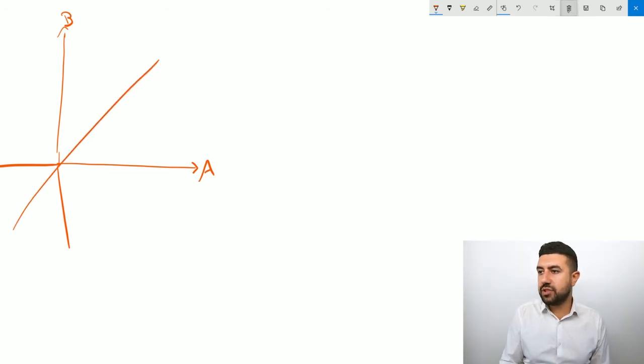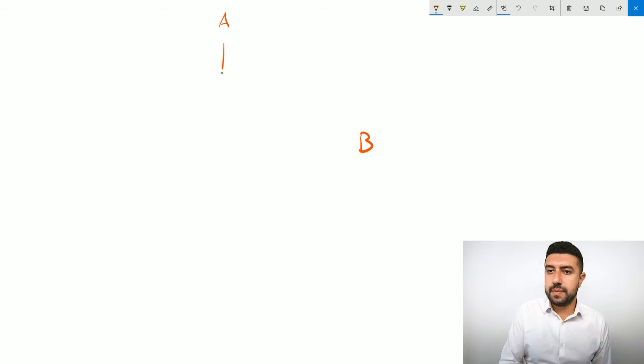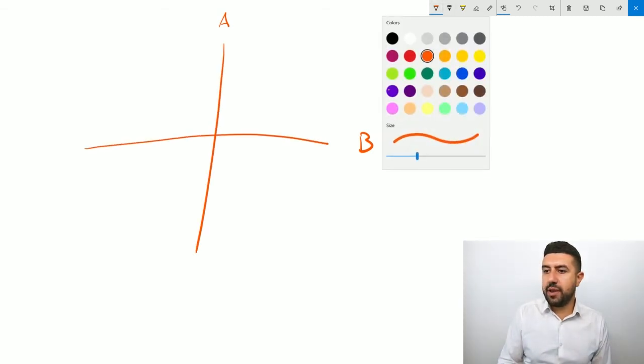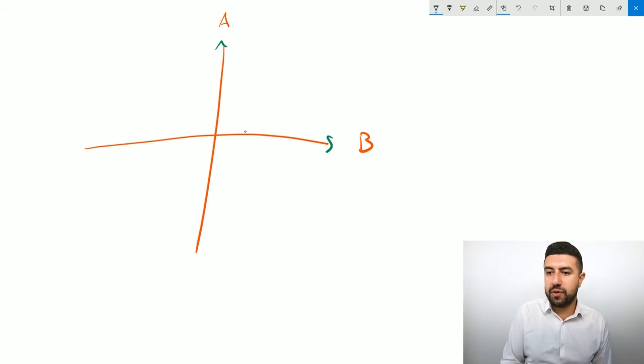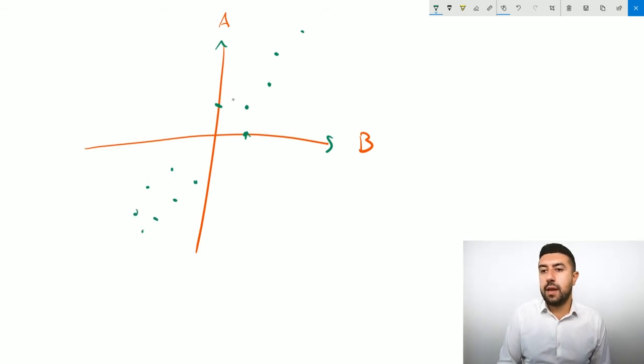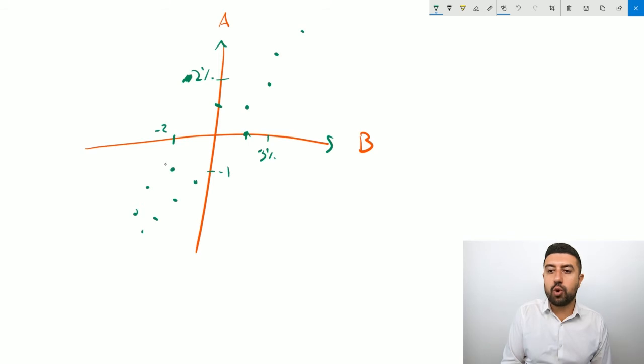So let me actually redraw this, okay? We have A and B, okay? Correlation means that when B goes up, A also goes up, okay? Every time B goes up, A goes up, B goes up, A goes up. And when B goes down, A goes down. And we have all of these variables. Maybe one day A went up 2% and B went up 3%, right? And maybe the other day, B went down 2% and A went down 1%. So there's a correlation, right?